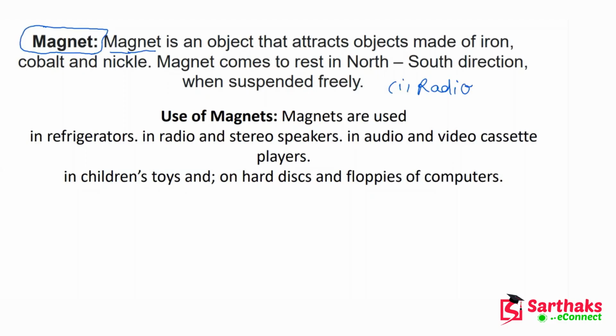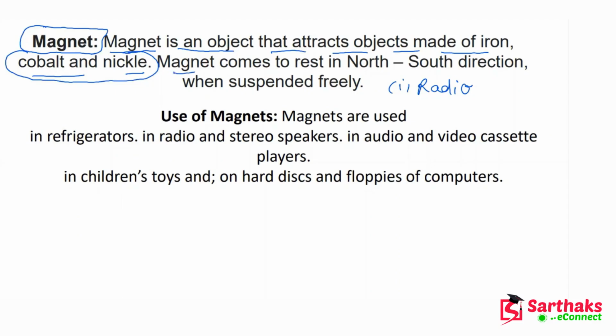So what is a magnet? First of all, let's discuss the definition. A magnet is an object that attracts objects made of iron, cobalt or nickel. Or I can simply say that a magnet is an object that attracts iron and iron-like materials. These cobalt and nickel are iron-like materials, so the magnet attracts iron and iron-like materials.